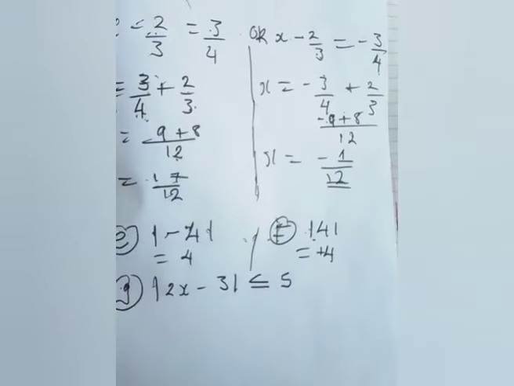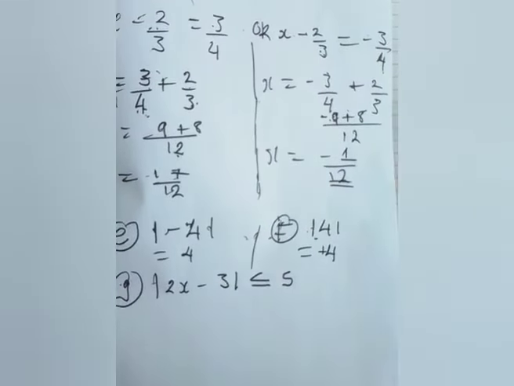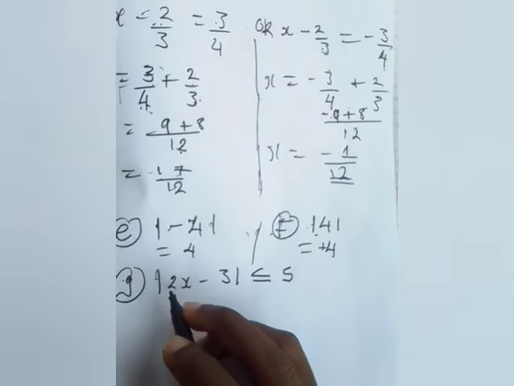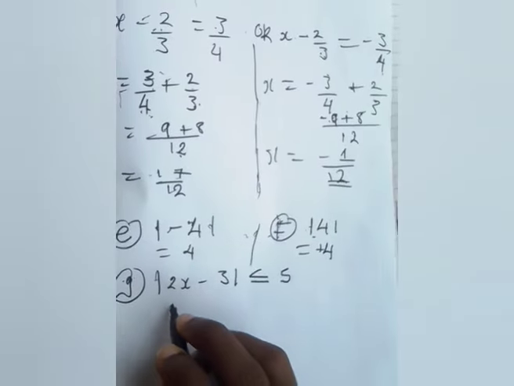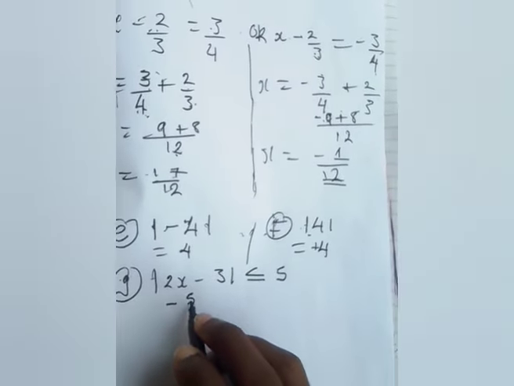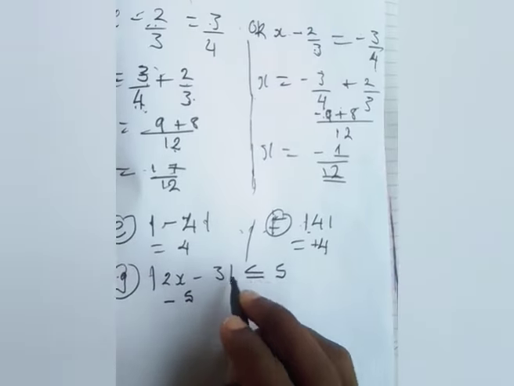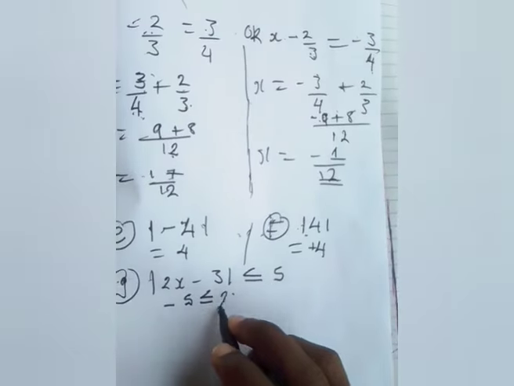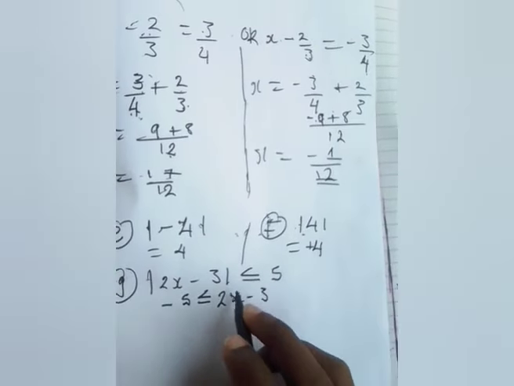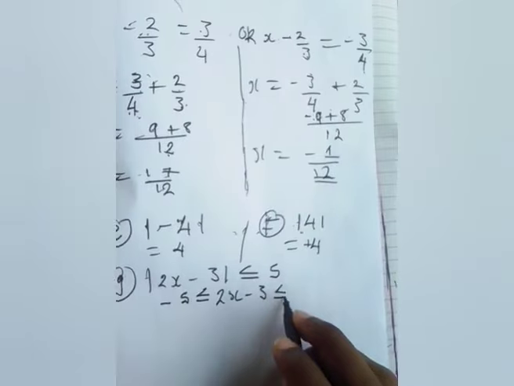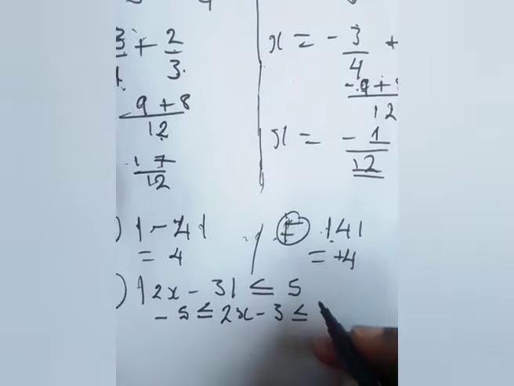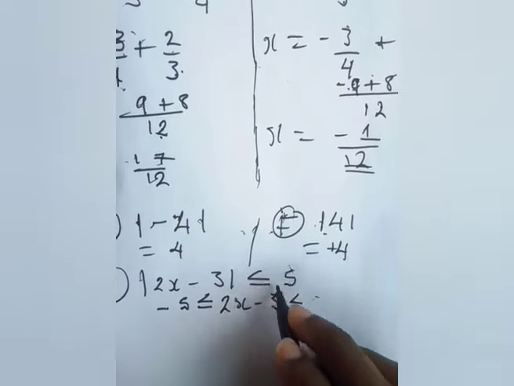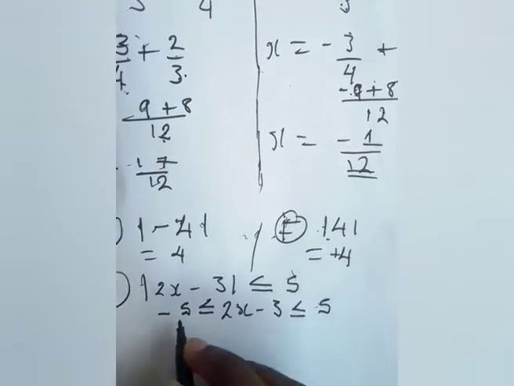And remember, I told you that if the symbol that is here is less than or equal to, you use a different approach. So you get what is here, you write it but as a negative. So it will be -5. The symbol that is here, less than or equal to, then you write what is here, which is 2x minus 3. Again, the symbol that is here. Alright, so here you rewrite the number that is here, which is +5.